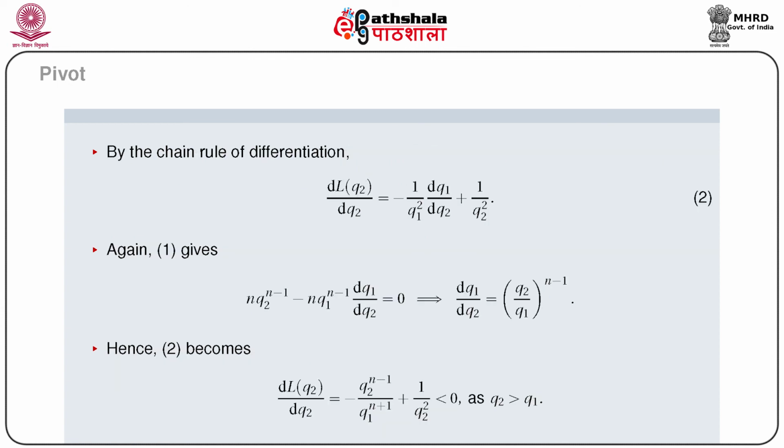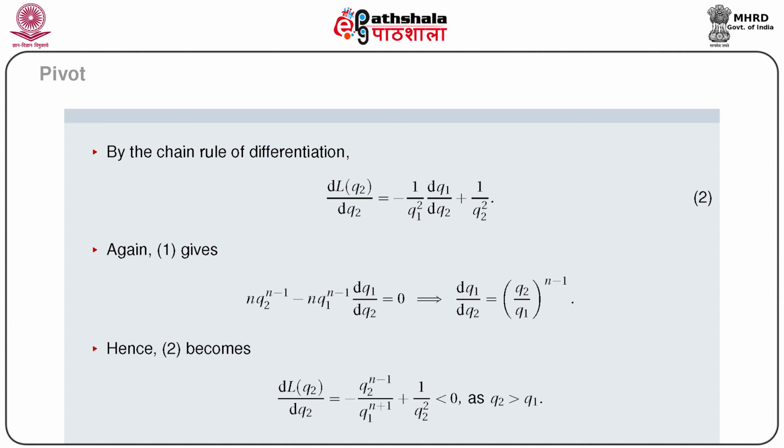Differentiating the length, which is equal to 1/q1 − 1/q2, denoted by L, with respect to q2, we get dL/dq2 = −(1/q1²) dq1/dq2 + 1/q2². Again, q2^n − q1^n = 1 − alpha implies n q2^(n−1) − n q1^(n−1) dq1/dq2 = 0, and therefore dq1/dq2 = q2^(n−1)/q1^(n−1).